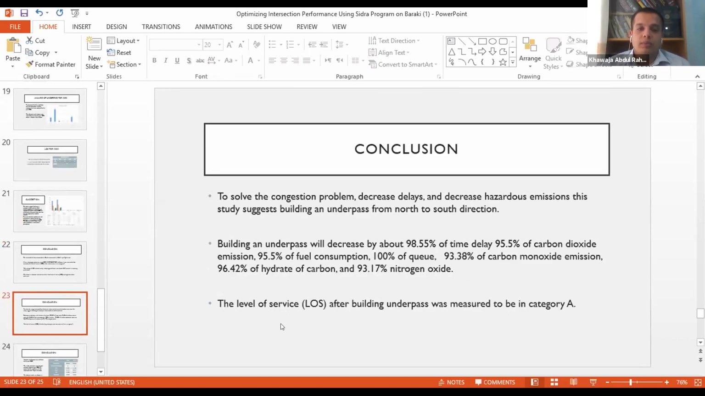To solve the mentioned problem, decrease the delay and decrease hazardous emission, this study suggests building an underpass from north to south direction. Building an underpass will decrease about 98.55% of time delay, 95.5% of carbon dioxide emission, 95.5% of fuel consumption, 100% of QE, 93.38% of carbon monoxide emission, 96.42% of hydrocarbons, and 93.70% of nitrogen oxide. The level of service after building an underpass was measured to be in category A.